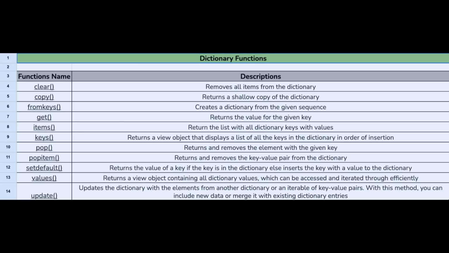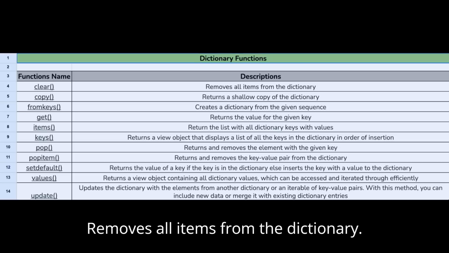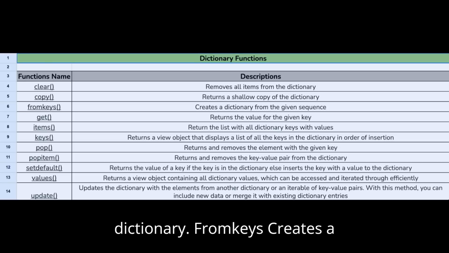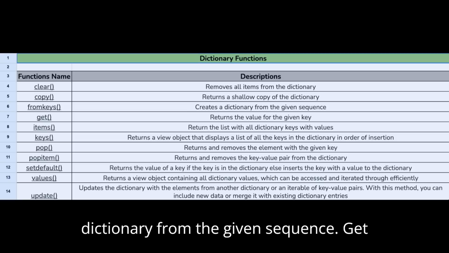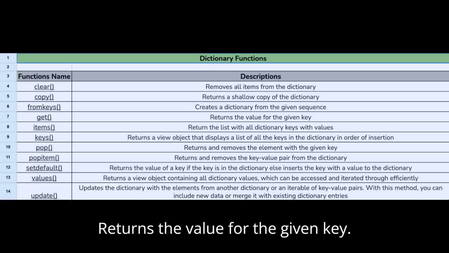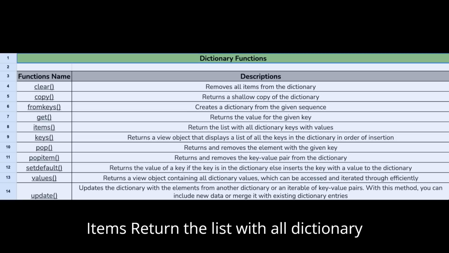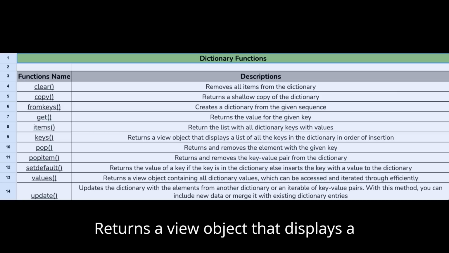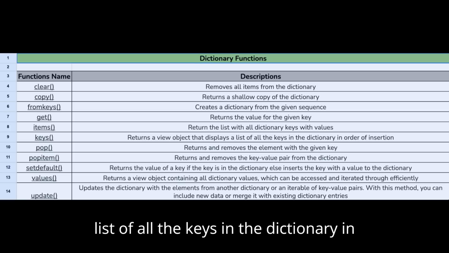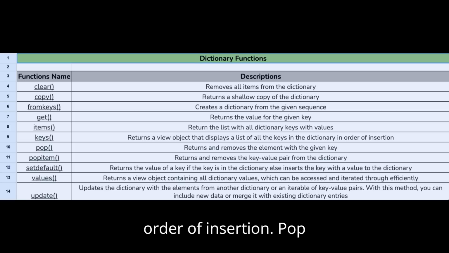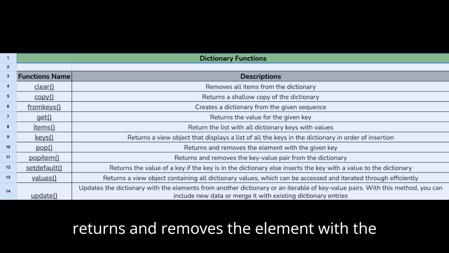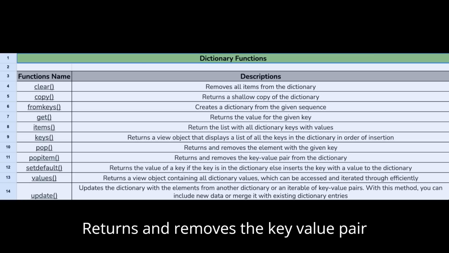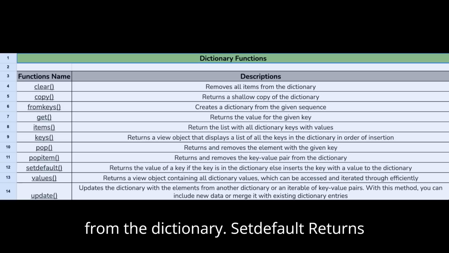Functions and descriptions. clear removes all items from the dictionary. copy returns a shallow copy of the dictionary. fromkeys creates a dictionary from the given sequence. get returns the value for the given key. items returns the list with all dictionary keys with values. keys returns a view object that displays a list of all the keys in the dictionary in order of insertion. pop returns and removes the element with the given key. popitem returns and removes the key-value pair from the dictionary.